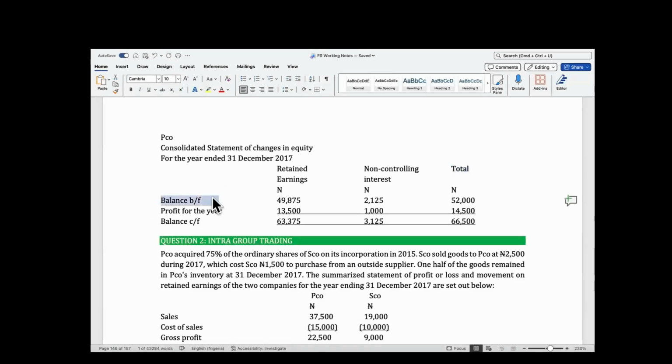I start with balance brought forward. What you need to put here is the retained earnings of the parent and that of the subsidiary. But you know that what we need to have here is the consolidated retained earnings brought forward. And this consolidated retained earnings brought forward will be the retained earnings of the parent and our share of the retained earnings of the subsidiary. We cannot put everything. We can only take our share of it, being a parent.